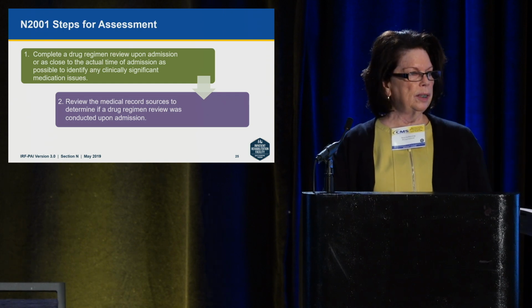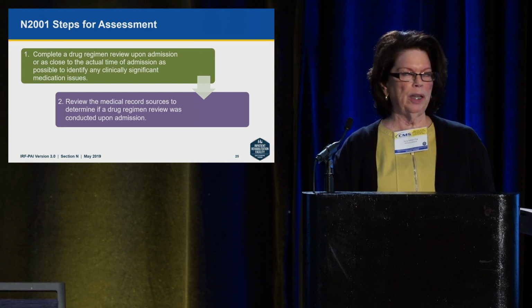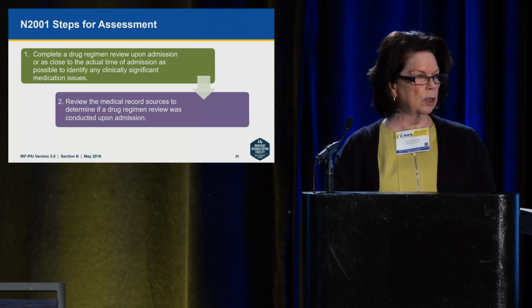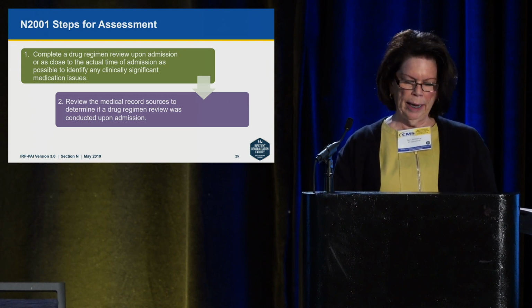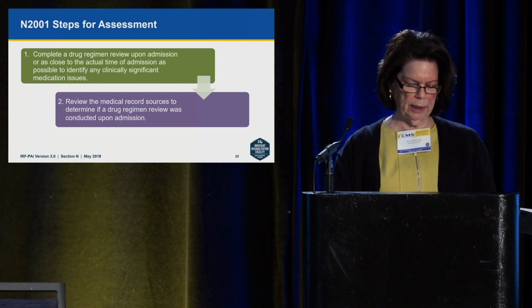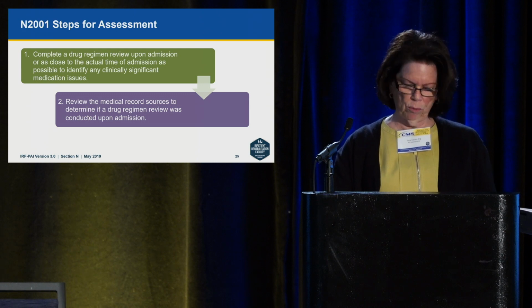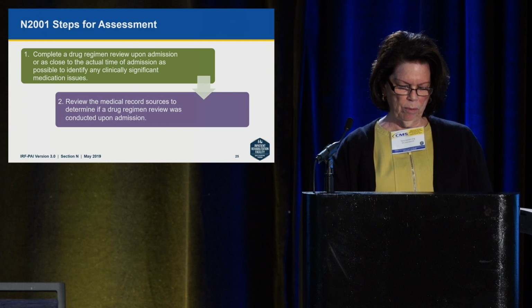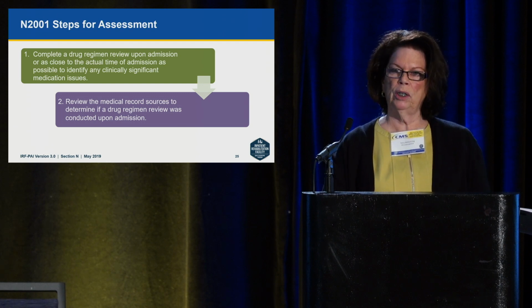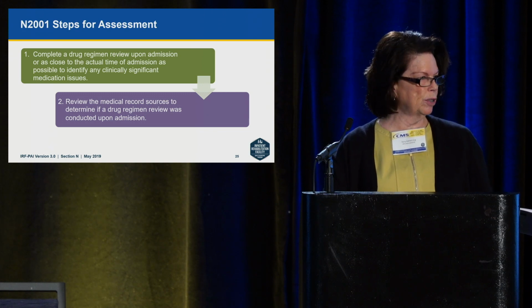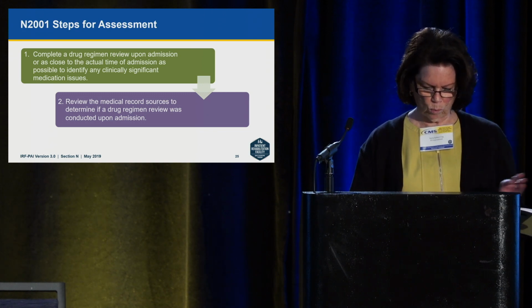This slide shows the steps for assessment so that you can accurately complete N2001. So you're going to complete a drug regimen review upon admission or as close to the actual time of admission as possible to identify any clinically significant medication issues, and you are going to review the medical record sources to determine if a drug regimen review was conducted upon admission. And those medical record sources are the same sources that I previously mentioned.